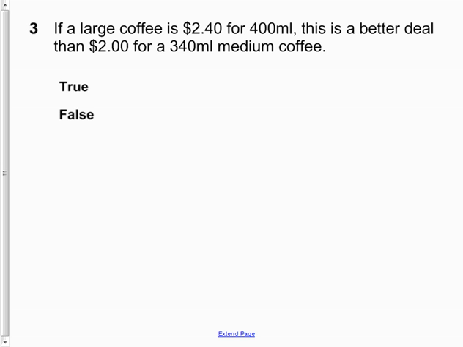Question 3 says, if a large coffee is $2.40 for 400 milliliters, this is a better deal than a $2 for 340 milliliter medium coffee. So for the answer to this, we can do it a couple of different ways. The one we really have used a lot of was to compare them in unit rates. So if I put $2.40 per 400 milliliters, I can examine it as a unit rate per 100 milliliters.